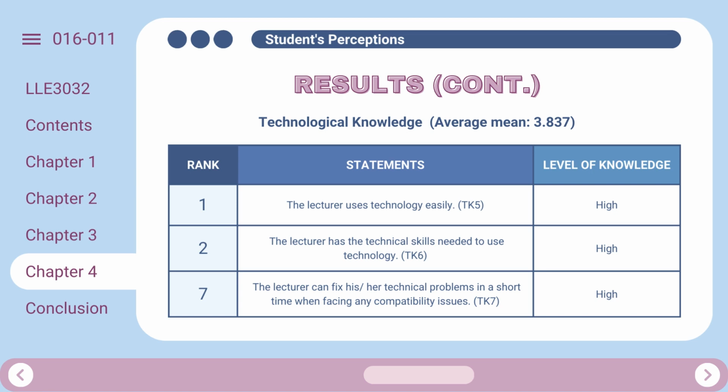Student perceptions of lecturers' technological knowledge (TK). The average mean is 3.837, which means all respondents perceive that the lecturers have a high level of TK to teach the course online. Two statements with high mean scores are statement 5 and statement 6, where respondents considered that the lecturers could use technologies easily and have the technical skills needed to use them. However, the lowest mean score, for statement 7, indicates that the lecturers are less capable of fixing their technical problems immediately when facing technology platform compatibility issues.